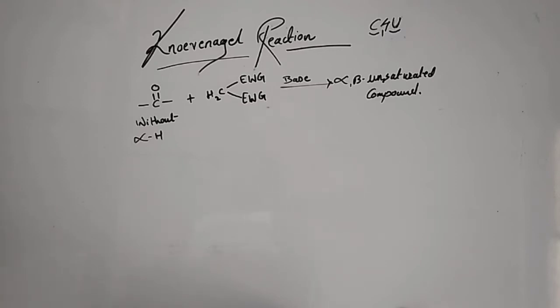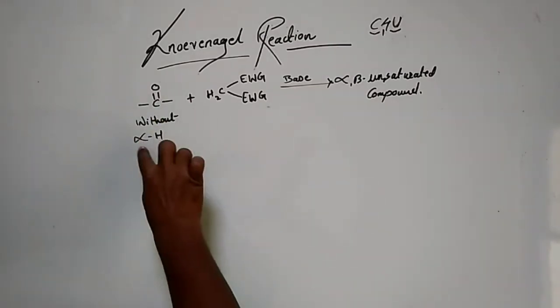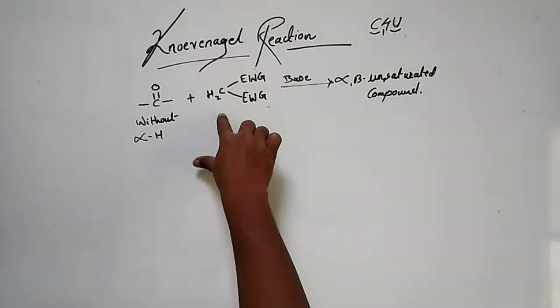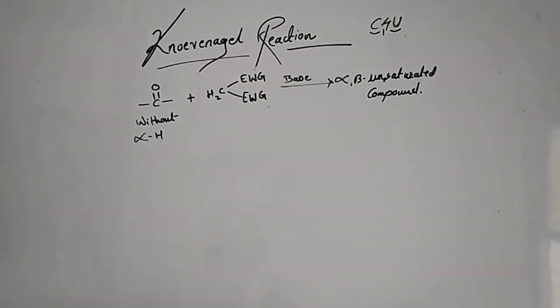It doesn't matter a lot. So what is the reaction basically? The reaction is between a carbonyl compound without alpha hydrogen and a compound having a methylene group attached to two electron withdrawing groups, in the presence of a base, which gives the product, an alpha beta unsaturated compound. We will understand this reaction with the help of an example.